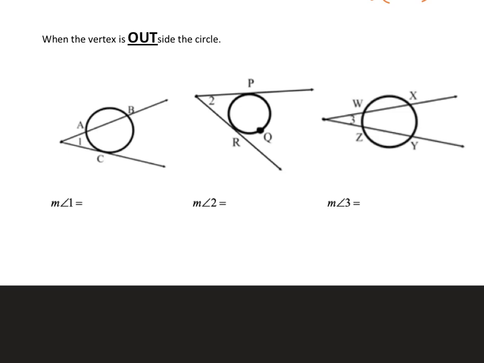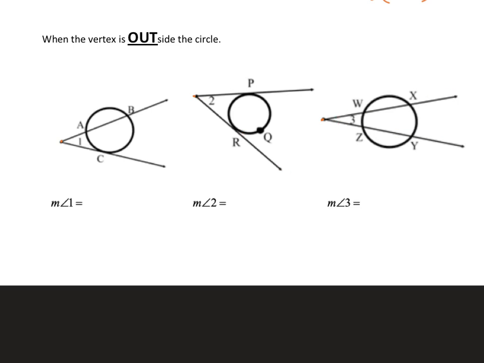Okay, in this video, we're going to see how to solve problems involving angles and circles when the vertex is outside the circle. So if you look at each of these, they're all on the outside here. And we have a combination of secants and tangents, right? So here we have a secant and a tangent. Here we have two tangents. Here we have two secants.